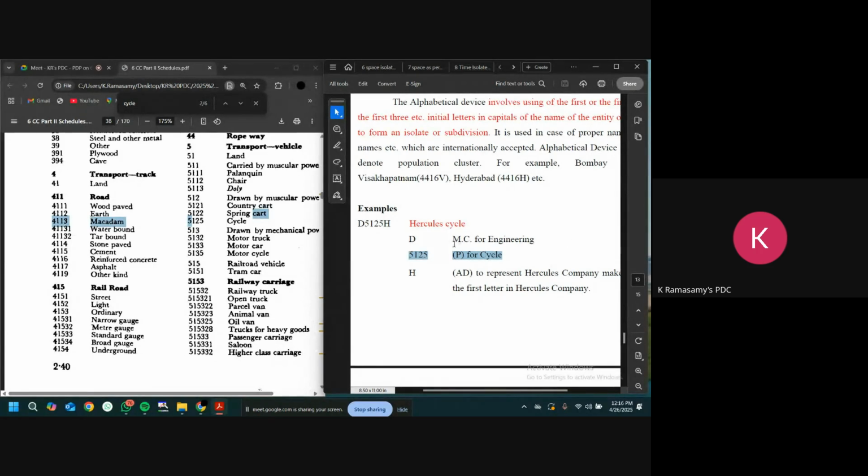Here, for Hercules cycle, I have written H. H is the capital. D 5125, because it is a personality phase, no need for any symbol. So D 5125. H stands for Hercules cycle.